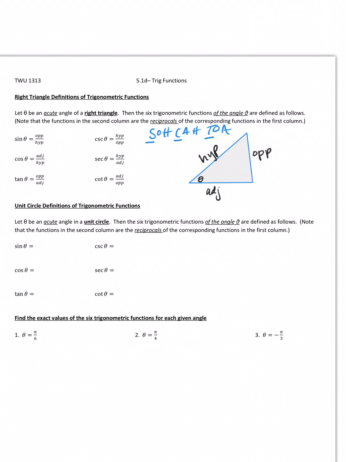We talked about this some already with our unit circle. So we're going to try to apply this to our unit circle. How does this affect our unit circle? Well, let theta be the acute angle in the unit circle. Then the 6 trig functions of angle theta are defined as follows. Notice that the functions in the second column are still the reciprocals of the first. So let's think back to our unit circle.